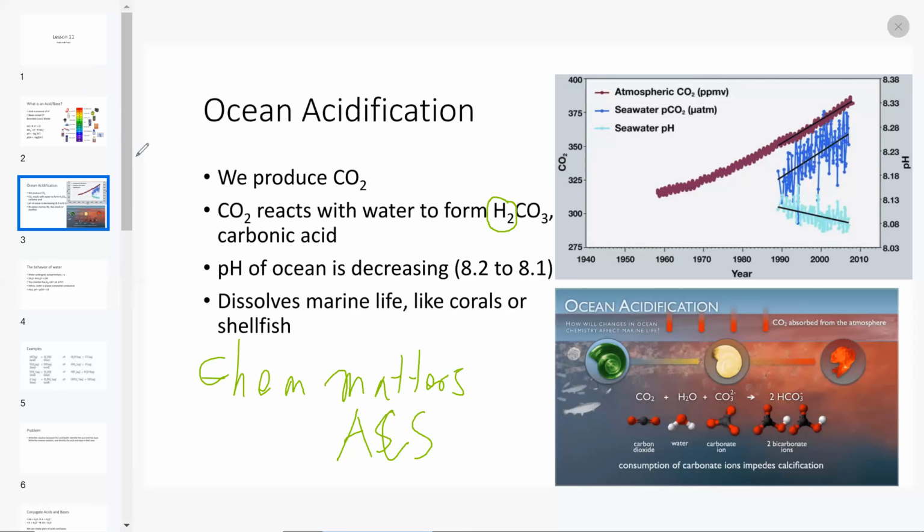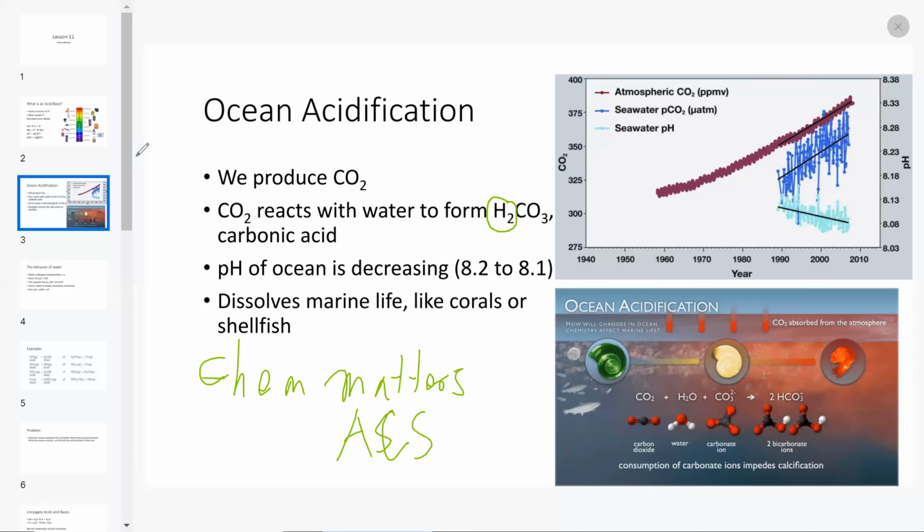It's about a 26% change. So it's actually quite significant. So we're seeing a significant decrease in the pH of the ocean. It's becoming more acidic. And the problem with this is that a lot of marine life, so your corals and shellfish, they have shells and skeletons that are made of calcium carbonate.